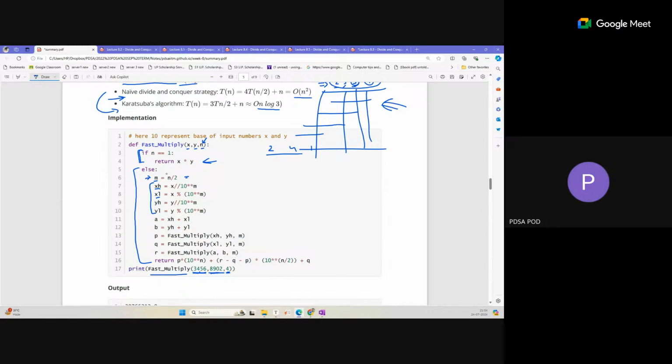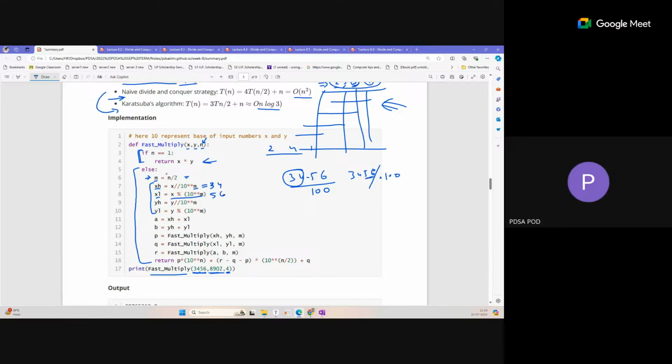Okay, so we are just getting the floor division. Suppose you have 3, 4, 5, 6, and m is representing 2. That means 10 to the power 2, so this is 100. You are dividing this value by 100 using floor division. What value will you get? Only this value, 34. After that, the next operation is the remainder. So 3, 4, 5, 6 remainder 100 gives you the remaining part, 56.